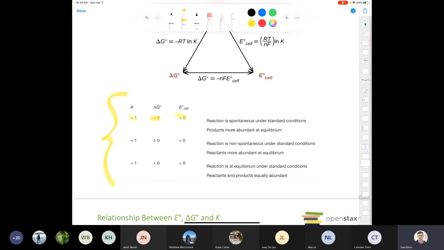More products at equilibrium. What if my delta G is greater than 0? Hey, that's a non-spontaneous reaction. My E cell is going to be negative, and my equilibrium constant is going to be less than 1. I'm going to have mostly reactants. It's very rare, but if you did have a scenario where your standard free energy change is 0, then your standard cell potential is going to be 0, and your equilibrium constant would be exactly 1.